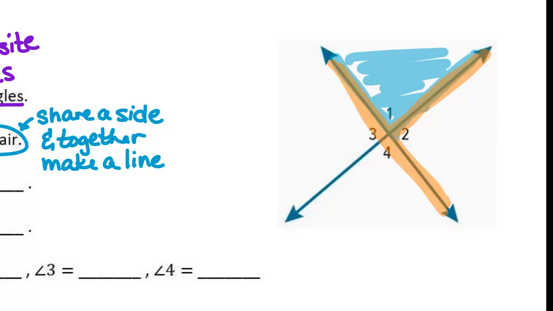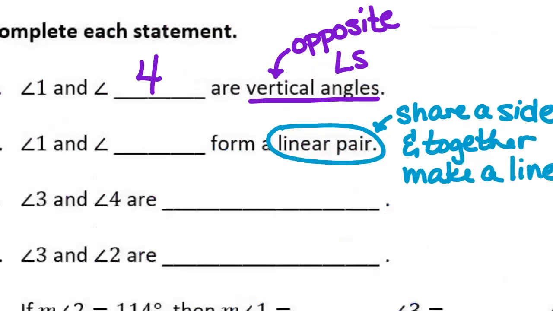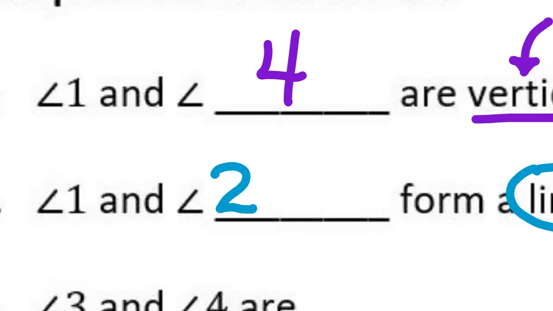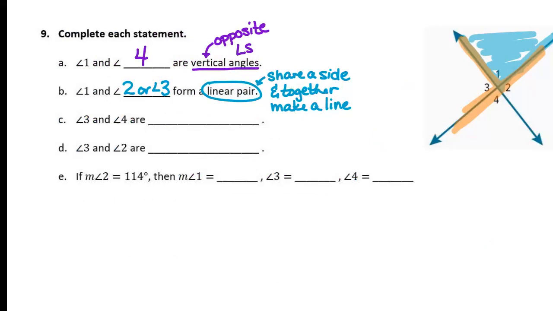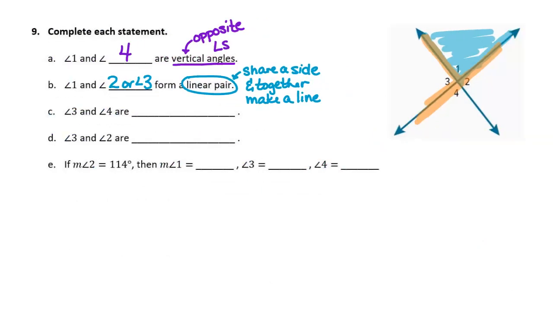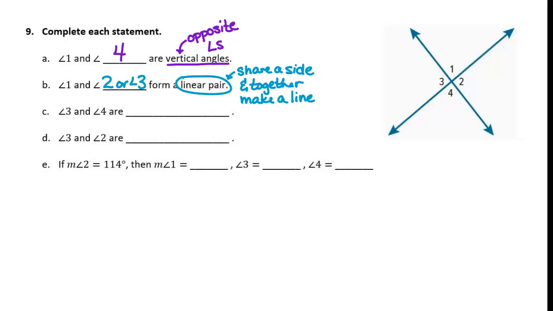So angle 2. Does anybody see a different answer that would also be correct? Angle 3, they would share this side and together make this line. So we have 2 right answers here. We have angle 2 or angle 3. They make a straight line, yes. Which means straight line means adds to 180 degrees because a straight line is 180 degrees.